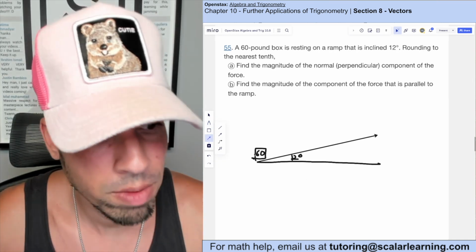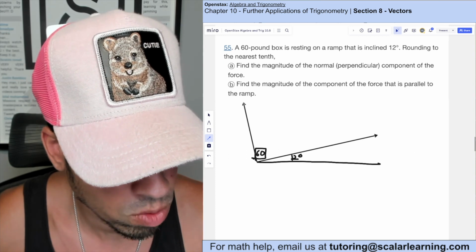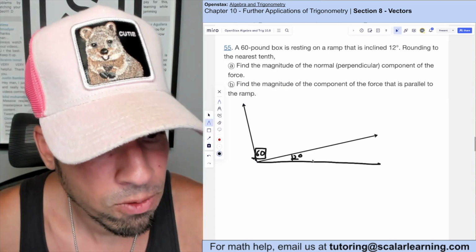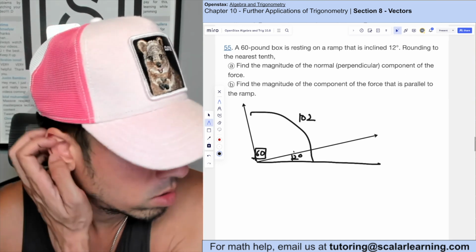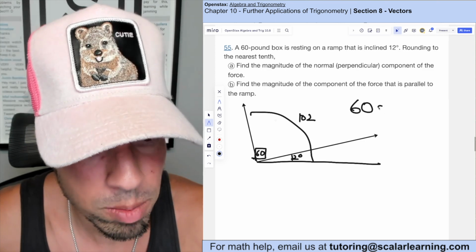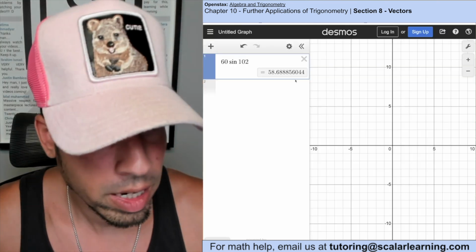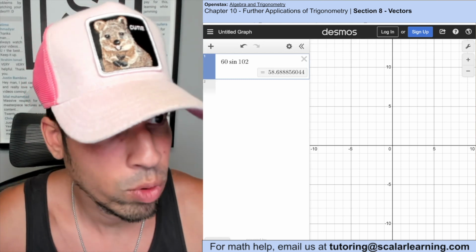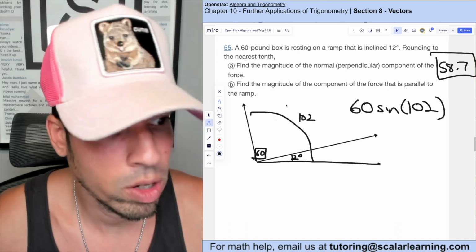If we find the vector going perpendicular to this, that would be at 90 degrees to that, going like this. And then we can get the full angle, 90 plus 12, which is 102 degrees. So to get our final answer, we do the weight, 60, times sine of that angle, which is 102. Let's see that in Desmos. And the answer rounded to the nearest tenth is 58.7. Part A is 58.7.